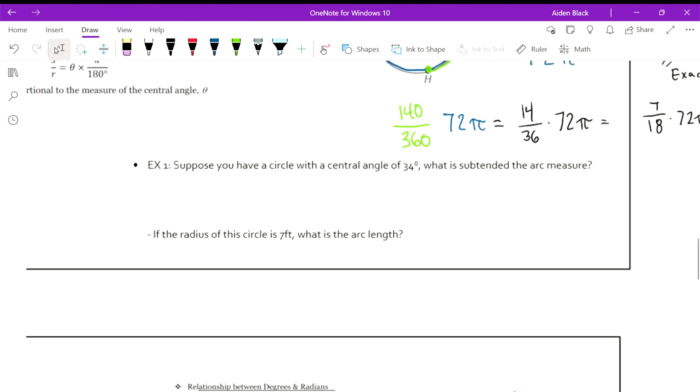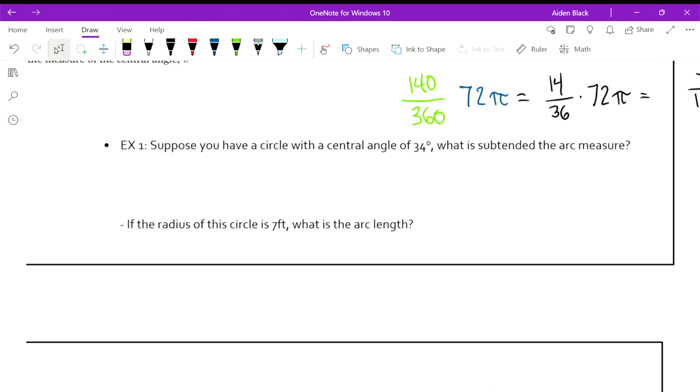Let's try this problem. Suppose you have a circle with a central angle of 34. So let's take a circle. And we know central angle is one whose vertex is in the center. Say this is 34 degrees. This is asking you, what does the subtended arc measure? You know that the measure of the arc is exactly the same as the central angle that makes it. So don't be confused by that.